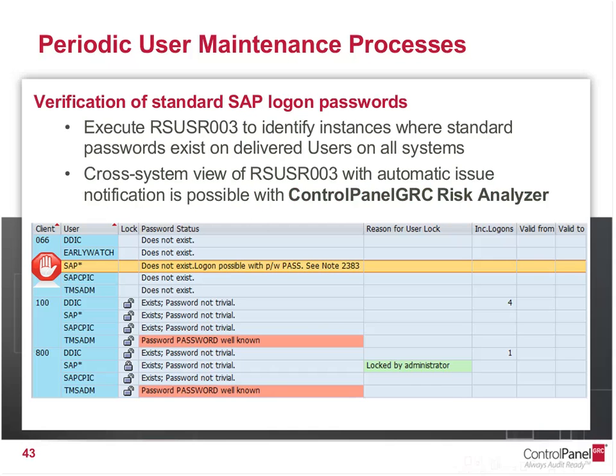And then going back and looking at the verification of standard SAP logon passwords. So your delivered SAP system comes with some users, and if they happen to have the initial passwords that were provided by SAP, it's easier to break into the system. So we're seeing here that SAP* doesn't exist. We could log on with a password if passed, and they're even giving us an OSS note that we could look up and get some additional information about it.